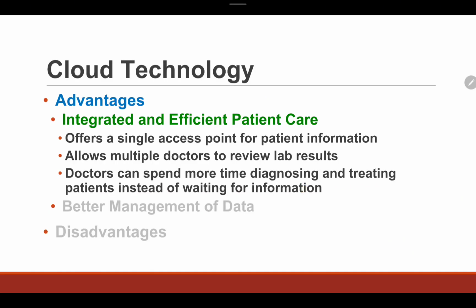Okay, so let's talk about cloud technology. These are the advantages of cloud technology. Integrated and efficient patient care, which offers a single access point for patient information. Allows multiple doctors to review the lab results. Maganda siya, okay? Doctors can spend more time diagnosing and treating patients instead of waiting for information. So, yun yung kinaganda niya guys, no?